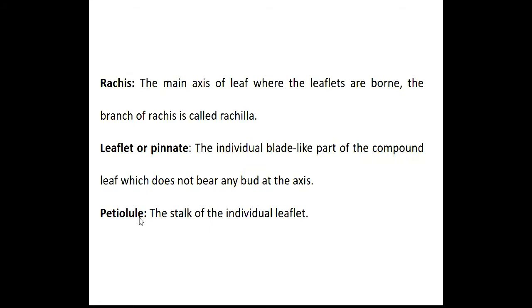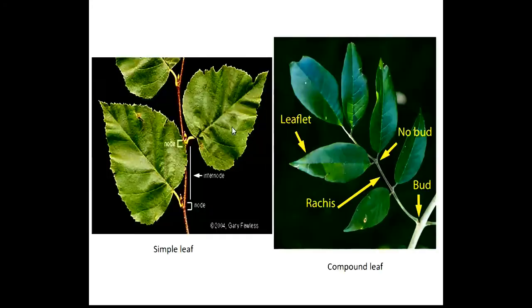And what is petiole? We can remember about petiole. The stalk of the simple leaf is called petiole. And what about the petiolule? The stalk of the leaflet, that is the petiolule. You get the point. What is petiole and what is petiolule? Petiole is the stalk of a simple leaf, and petiolule is the stalk of an individual leaflet in a compound leaf. Okay, I think here we will be able to get all the points.